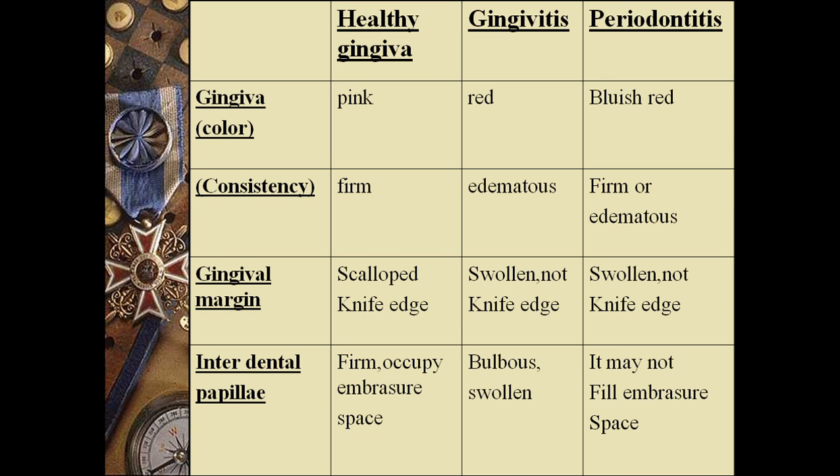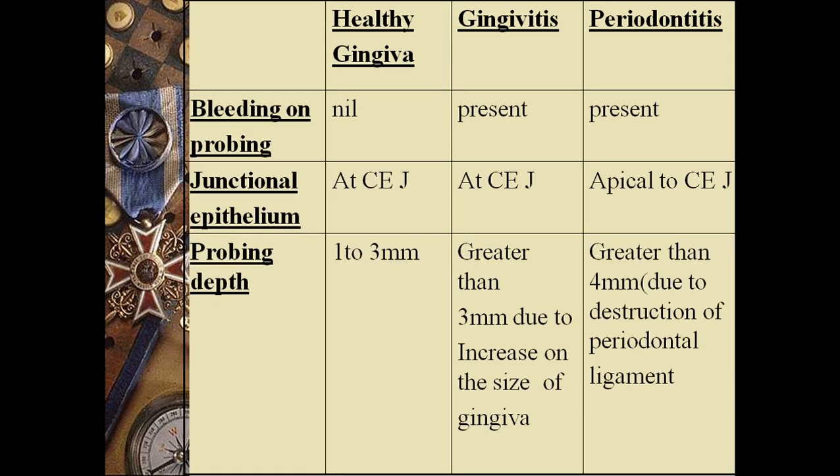Interdental papilla: in healthy gingiva, it occupies the embrasure space; in gingivitis, it is bulbous and swollen; and in periodontitis, it might not fill the embrasure space. Bleeding on probing in healthy gingiva is not there. In gingivitis, it will be there. Periodontitis, yes, it will be there. Junctional epithelium, I have repeatedly been telling you, lies at the cementoenamel junction. Gingivitis, yes, the same. But in periodontitis, apical to the cementoenamel junction.